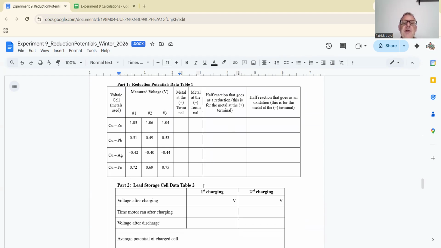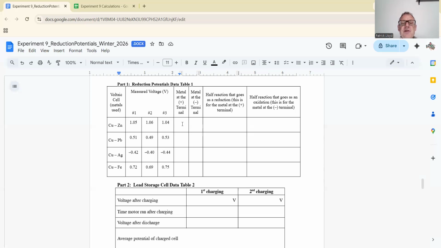So let's take a look. What I have here in part one, table one, are the three measurements for each of the differences in potentials that we measured. So we measured copper-zinc, copper-lead, copper-silver, and copper-iron.